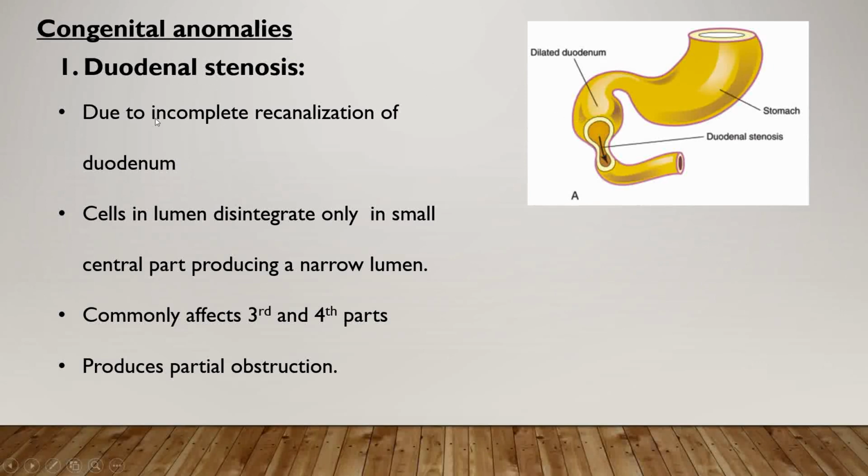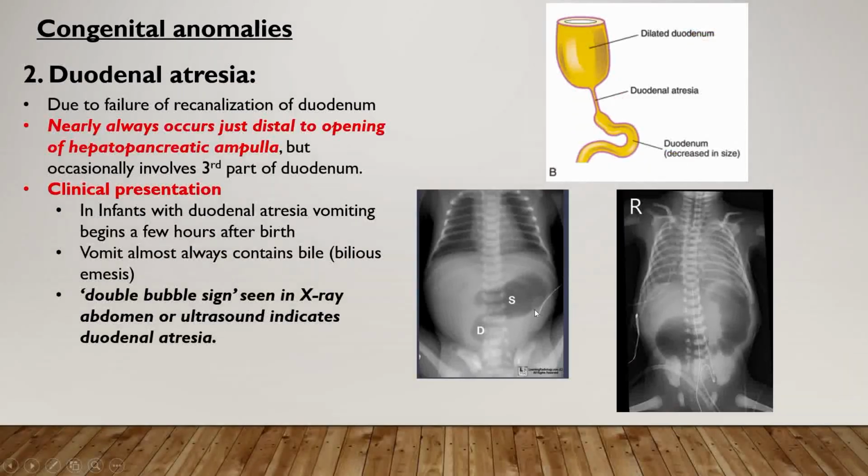First is duodenal stenosis. Obviously, it is because of incomplete recanalization of duodenum. Cells in the lumen disintegrate only in the small central part, producing a narrow lumen, commonly affecting third and fourth part and producing partial obstruction. Then there is duodenal atresia. Here you can see atresia. Atresia means failure of recanalization of duodenum, and it nearly always occurs just distal to the hepatopancreatic ampulla, but occasionally it involves third part of the duodenum also. So atresia means there is no formation of duodenum here.